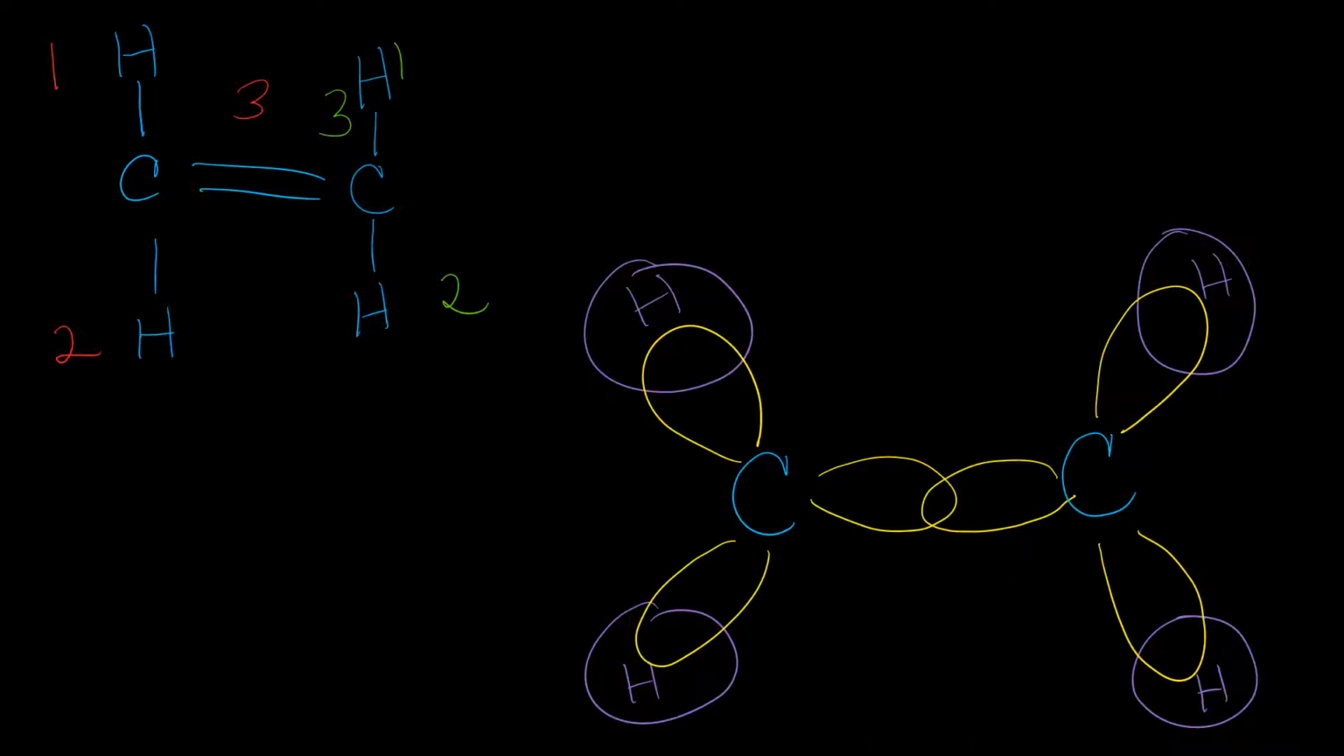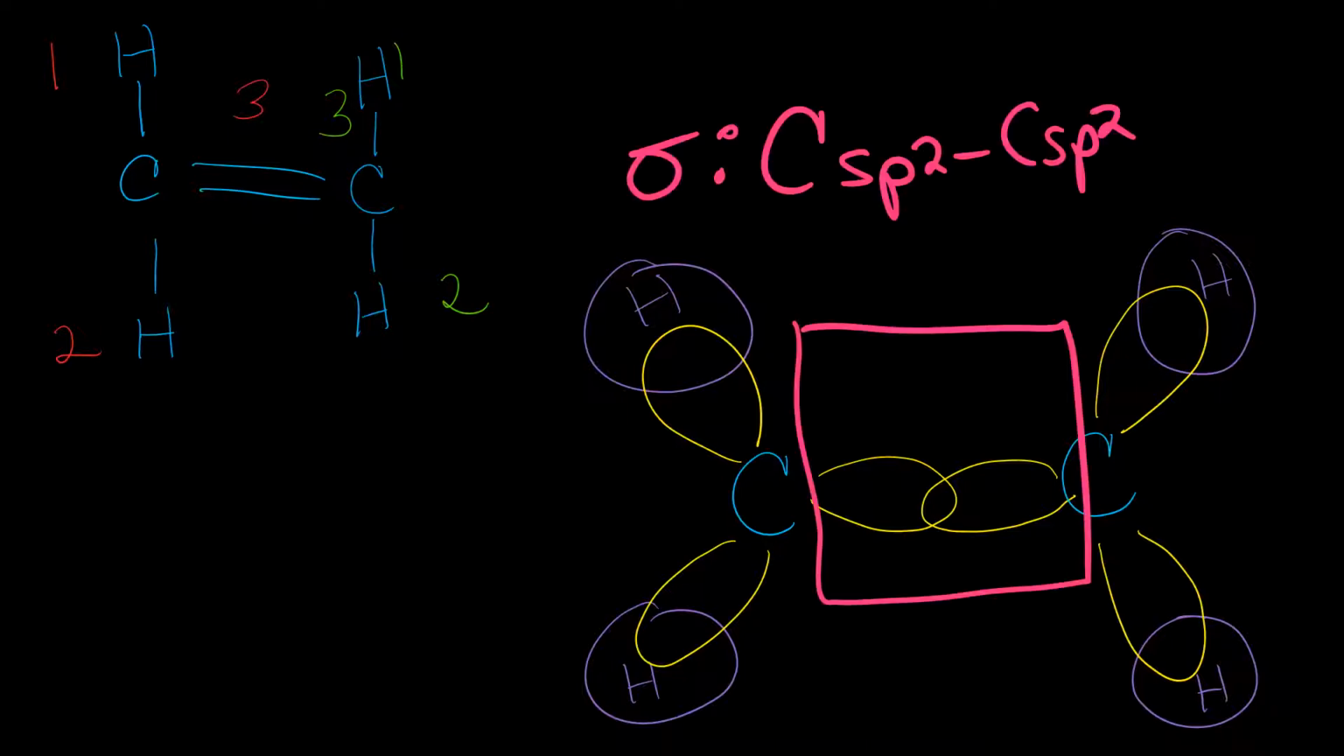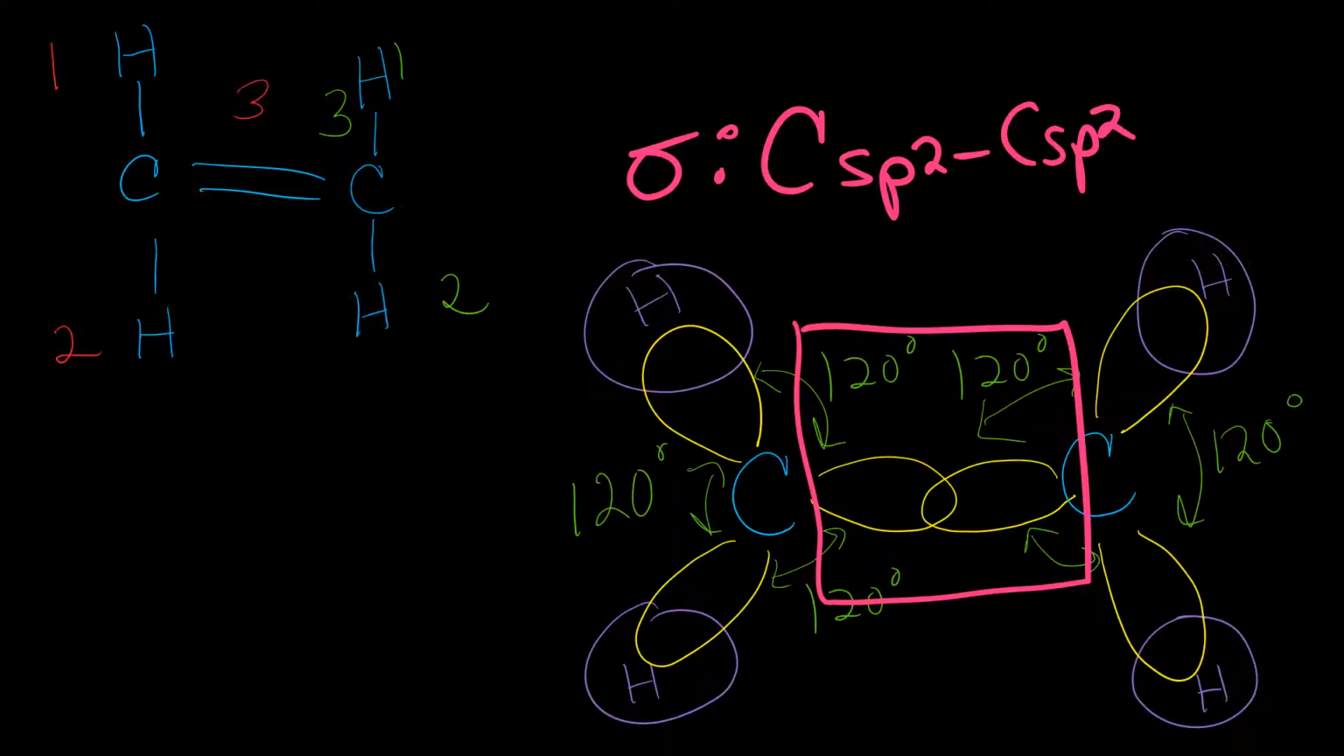The third sp2 orbital will overlap end to end with the other sp2 hybridized carbon atom to form a sigma bond between the 2 carbons. We will notate this orbital overlap and bond formation as sigma colon Csp2-Csp2. The bond angles between the 3 groups on each carbon atom are all about 120 degrees, as we would expect for trigonal planar geometry.